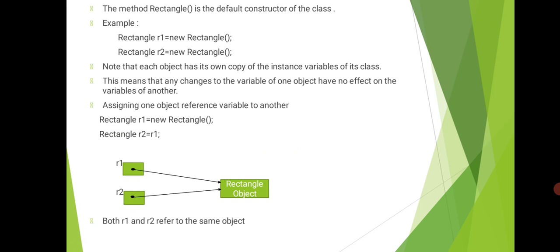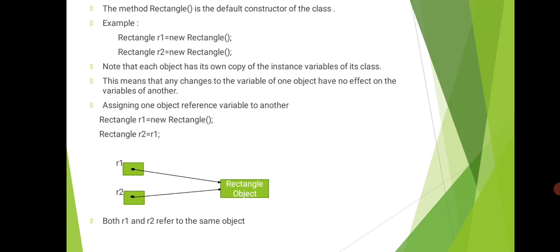So next we see the method Rectangle in the creation of the object. What is this Rectangle? It is a method in the syntax. It is the default constructor of a class. Next we will study constructors, and explain what constructors are and how they work. So that method is called a default constructor.